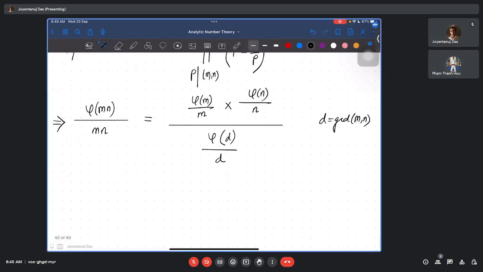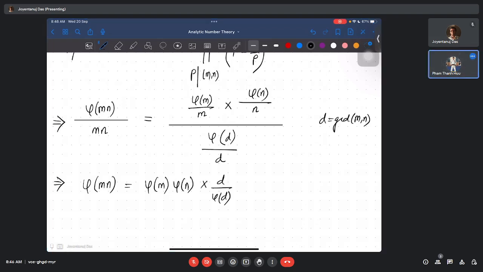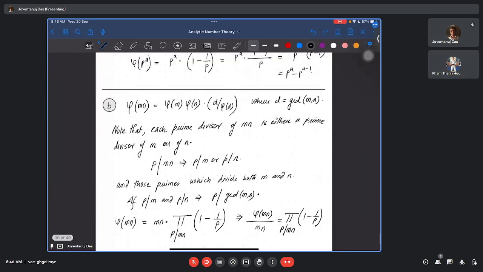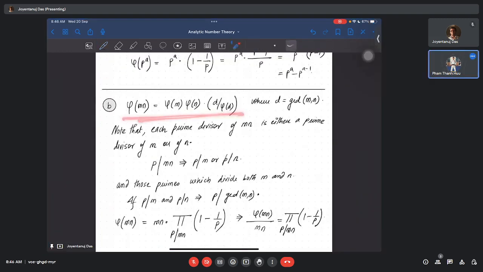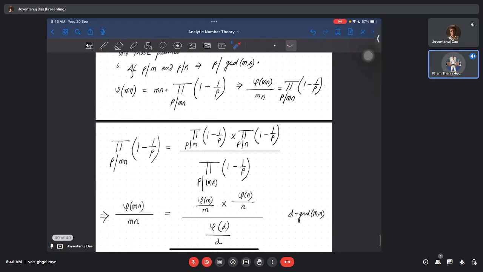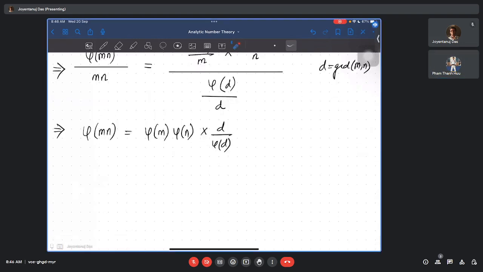Okay. Now we have to just simplify. If I simplify, you can see that this mn and this mn will cancel. So what I have is phi of mn equals phi of m times phi of n divided by this thing. If it goes up, it becomes d divided by phi of d. So this is what we wanted to show. So this is one result that we got.